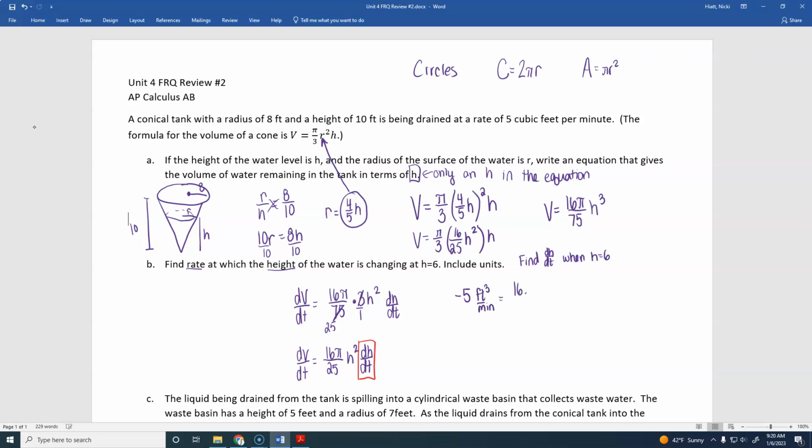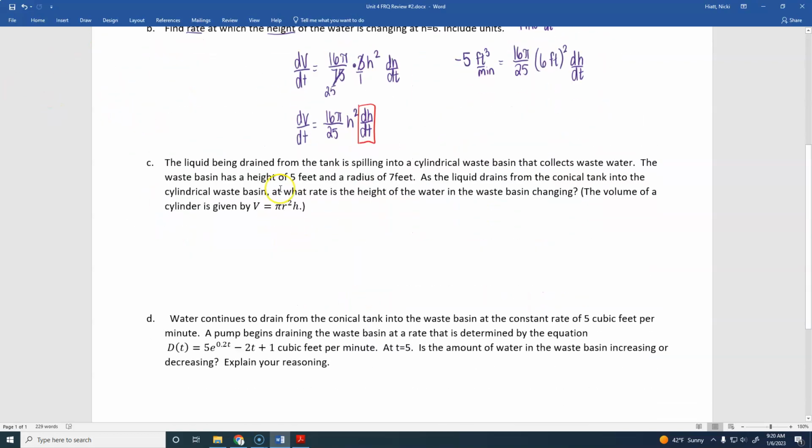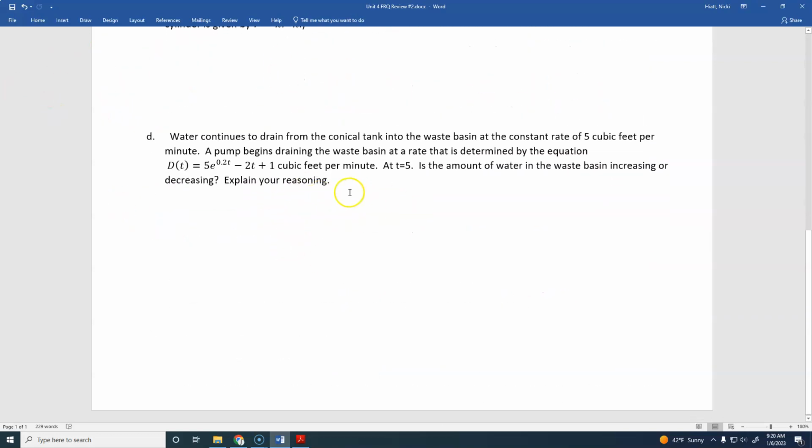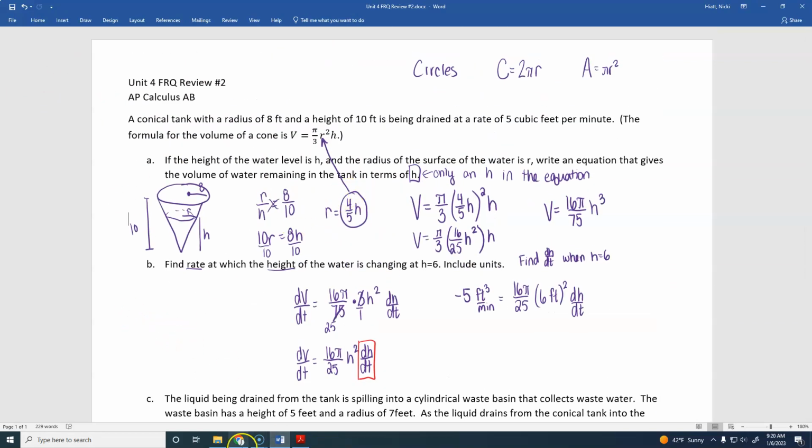equals 16 pi over 25. And then you've got 6 feet squared dH/dt. And while this could be done without a calculator, and there's a chance it could end up on calculator inactive, this one, because of the second part, ends up being calculator active, so let's use our calculator for this.